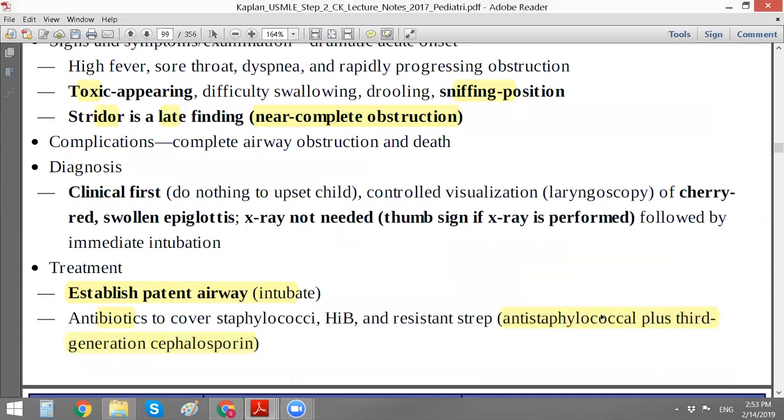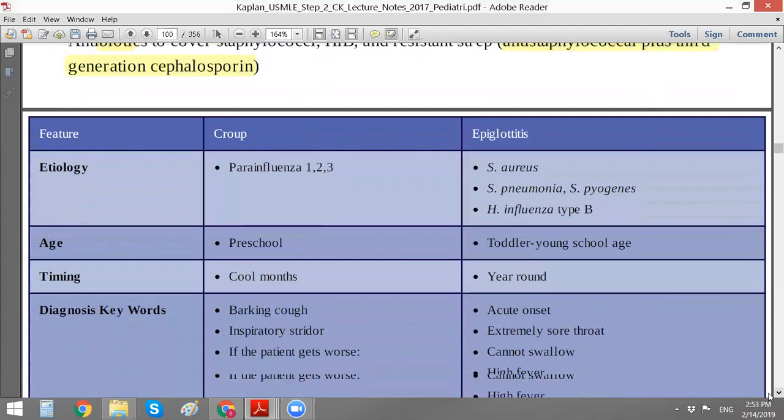So something like flucloxacillin or nafcillin, those things, plus a third generation cephalosporin. Yeah, cefotaxime, ceftriaxone, those stuff.